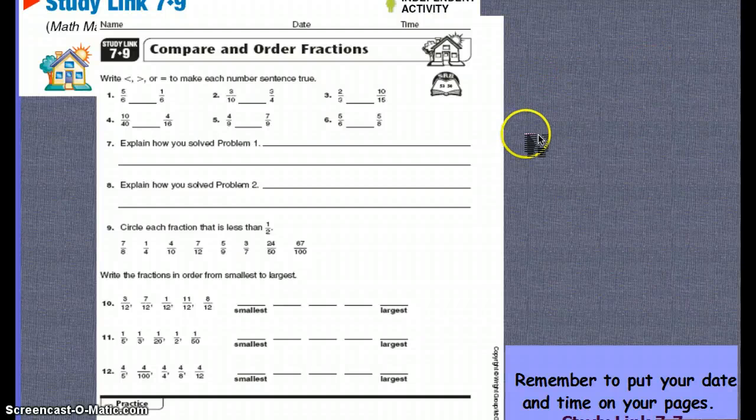And the final thing for this is do your study link for 7-9, compare and order fractions. This should be really simple for you now. I think you're going to understand it and actually begin to really enjoy doing them.